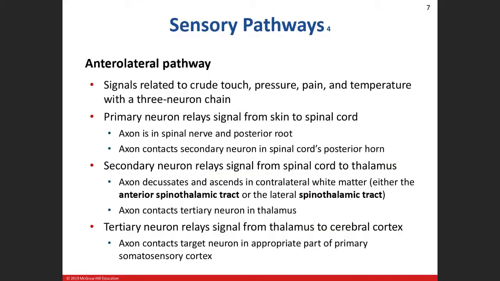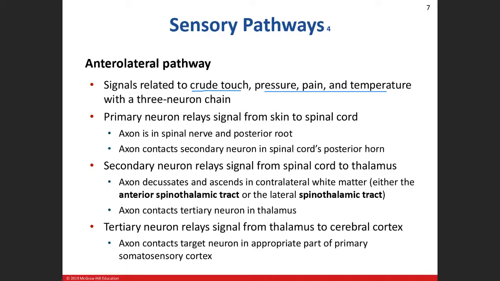Let's talk about the anterolateral pathway. This pathway is going to incorporate rough or crude touch, pressure, pain, and temperature. Again, it's a 3-neuron chain. So the primary neuron is similar, except in this case, it's going to synapse in the spinal cord instead of the brainstem.